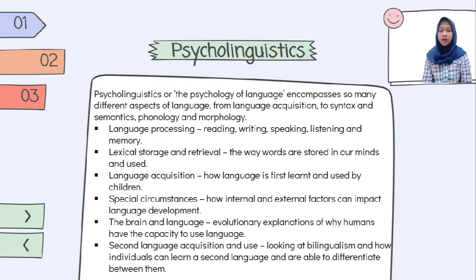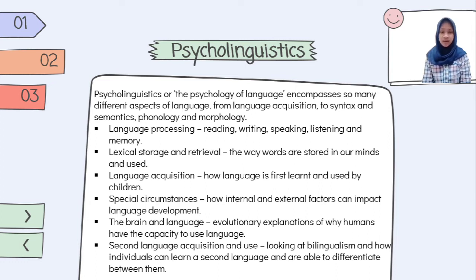Psycholinguistics, or the psychology of language, encompasses so many different aspects of language, from language acquisition to syntax and semantics, phonology and morphology. With current and future technological advances and with the collaboration of other disciplines, psycholinguistics aims to advance our understanding of the human brain.